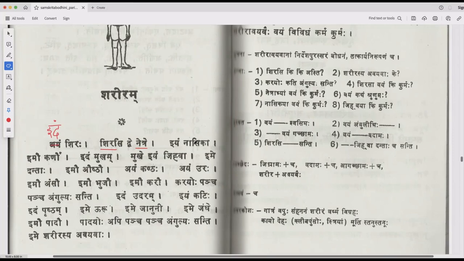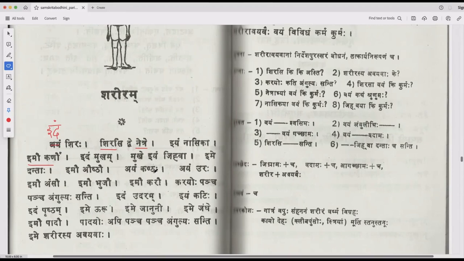Iyam nasika. This is a nose. Imau karnau. These two are ears. Now, what is Karnaha? Is it masculine, feminine or neuter? Pullinga, Dvivachanam. Yes, Pullingaha, Dvivachanam. Karnau, akaranta, no, sorry, what am I saying? Akaranta pullinga shabdaha, Dvivachanam. Prathamavibhakti.